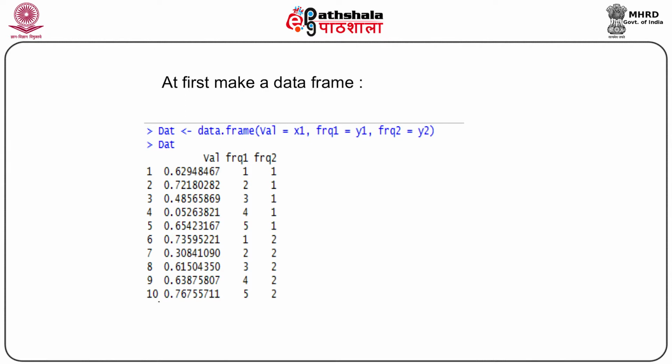So let's start with making a data frame. It contains 3 columns with the variables x1, y1 and y2 respectively. So here is the data frame which bears the name dat.